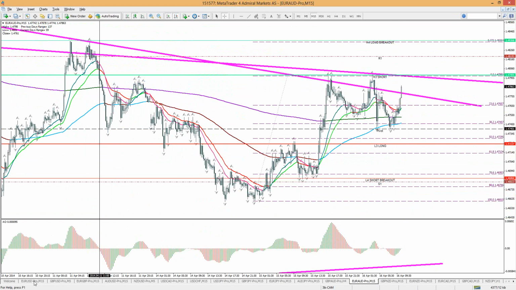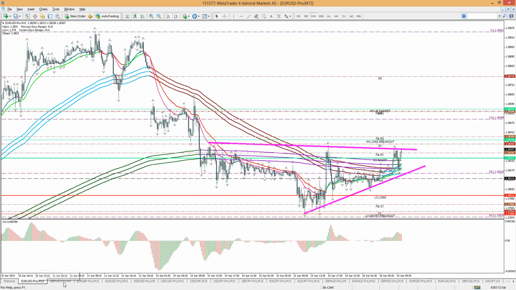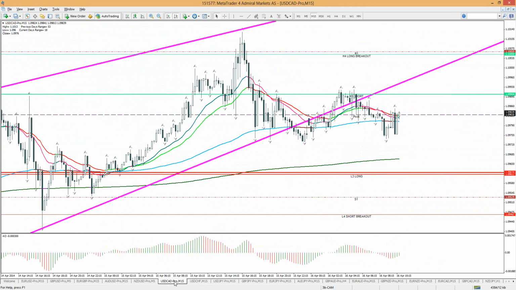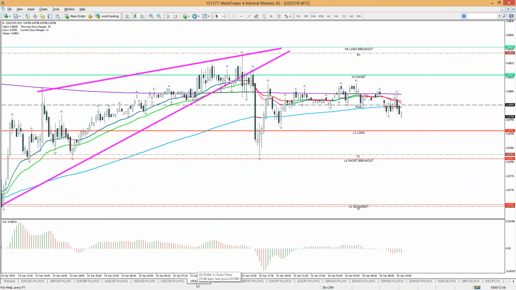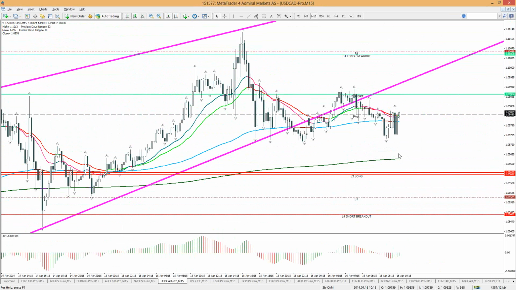How about the euro dollar? Seems like we're pushing through. Seems like we got that dollar weakness. Dollar Swissy is following as well. Dollar CAD is making one more push up instead. Seems to be a bit of CAD weakness as well then, apparently.